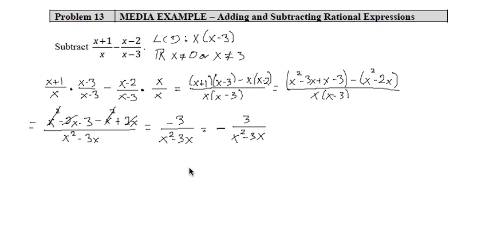And remember from our domain that x cannot be 0 or x cannot be 3, but all other values of x are fine.